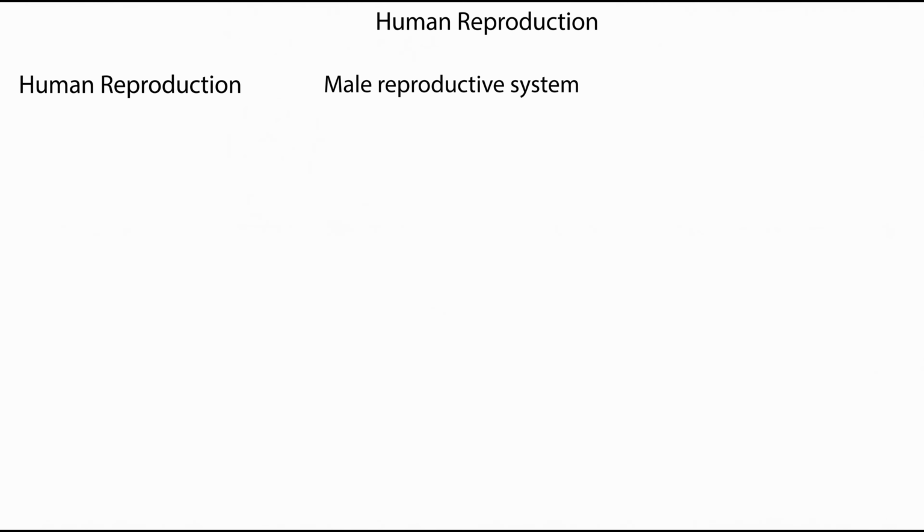Again we will revise the path of sperm. It is produced in the seminiferous tubules. It enters rete testis, then vasa efferentia, then epididymis, then vas deferens. Vas deferens combines with the duct of the seminiferous tubule forming the ejaculatory duct, and the ejaculatory duct opens into the urethra, and urethra opens outside through the urethral meatus.